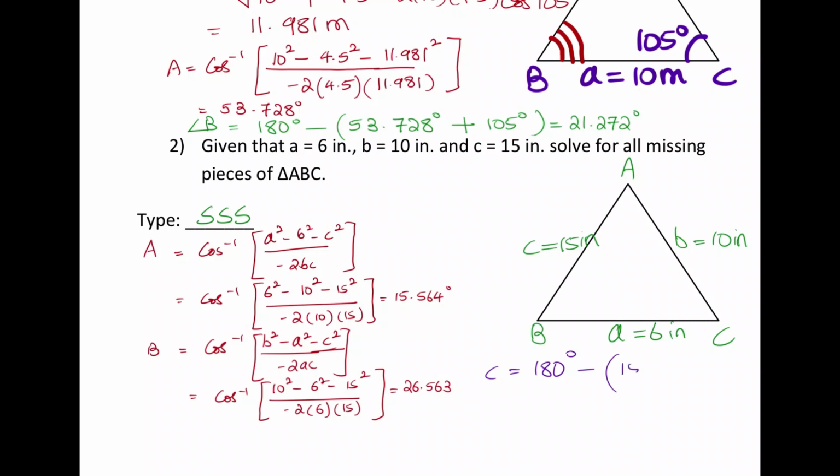So 180 minus (15.564 plus 26.563). And that is giving me 137.873 degrees. This one was also in degrees. So that's how you apply the law of cosines for the SAS and the SSS.